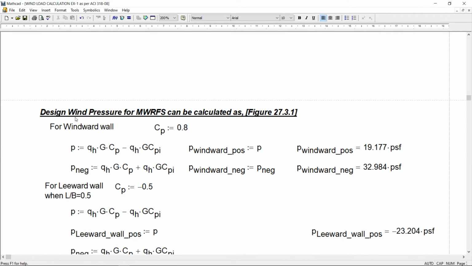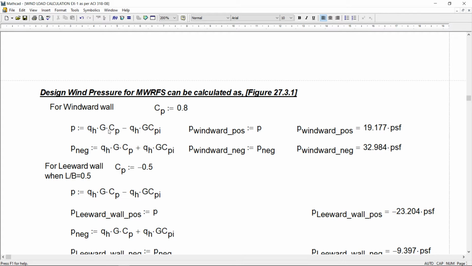Now I am going to calculate the design wind pressure for the main wind force resisting system, and this is calculated with all these parameters, and here is the equation where p equals qh times G times Cp minus qh times GCpi. So I calculated windward pressure for positive GCpi. This is equal to p, because I am using GCpi as plus 0.18, and for minus I will change the equation with a negative sign.